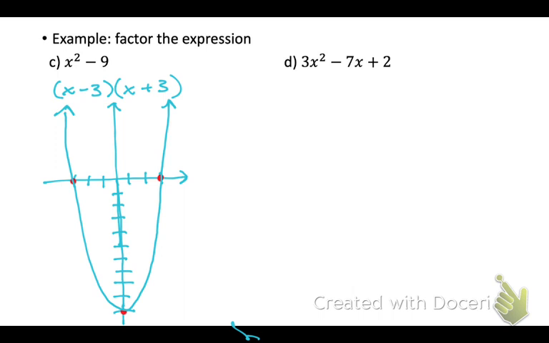Would there be like a minimum, maximum, all that stuff? Yes, I could ask you for everything. Okay, factor 3x squared minus 7x plus 2.